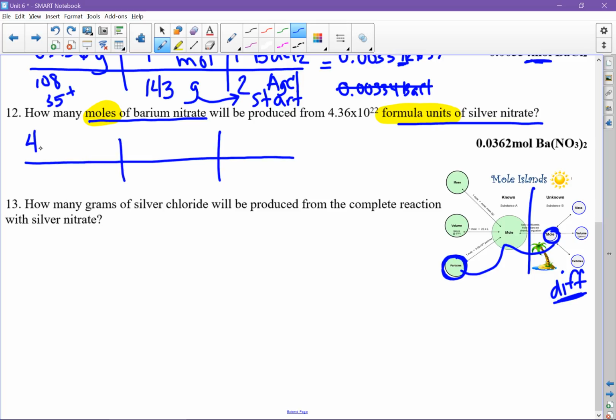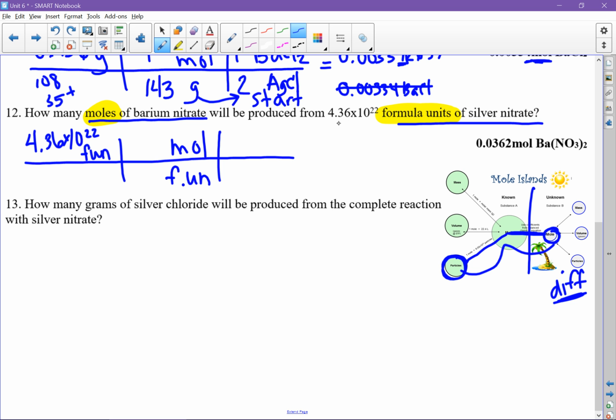So we're going to start with that 4.36 times 10 to the 22 formula units. First I'm going to go from formula units up to moles. So I'm going to bring that down and go to mole island next. In the next fence I'm going to go from moles to moles. That means that can't have moles in it. You need to use the 2 different chemicals.